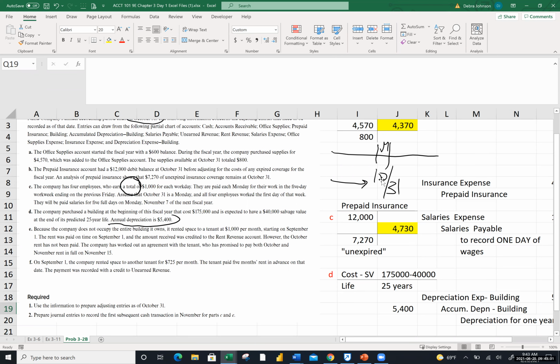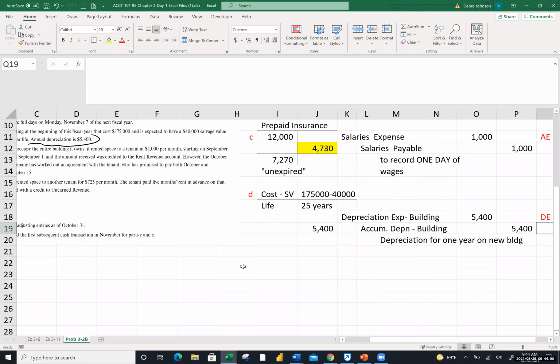So the answer is, if I read it again, the October rent has not been paid. That's $1,000. The tenant promised to pay October and November rent later, after the fiscal year ends. So what do we need to do? We need to recognize revenue when earned. There's $1,000 of rent that needs to be recorded as earned. So for letter E, some kind of a receivable. And if we look at their chart of accounts, they didn't have a rent receivable, so we'll just go ahead and use their generic accounts receivable.